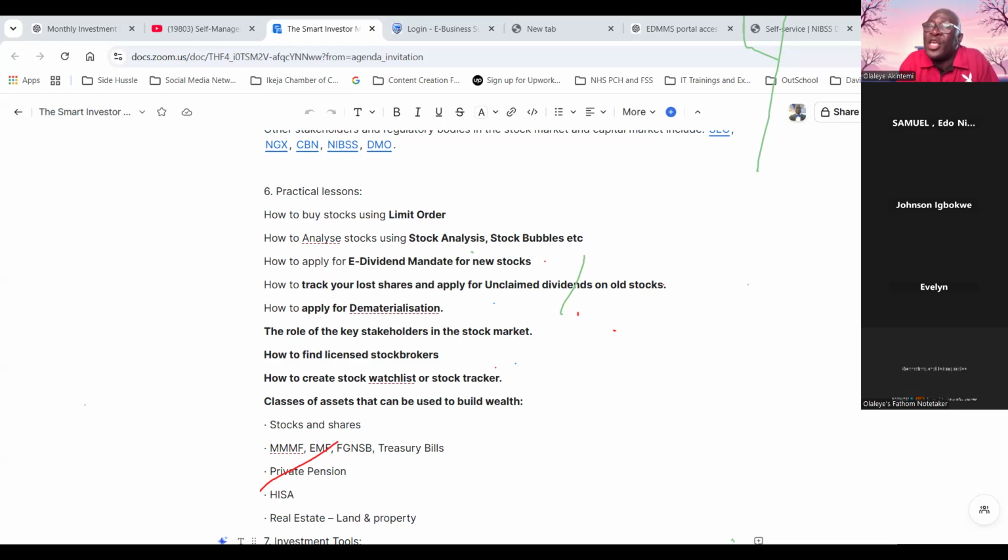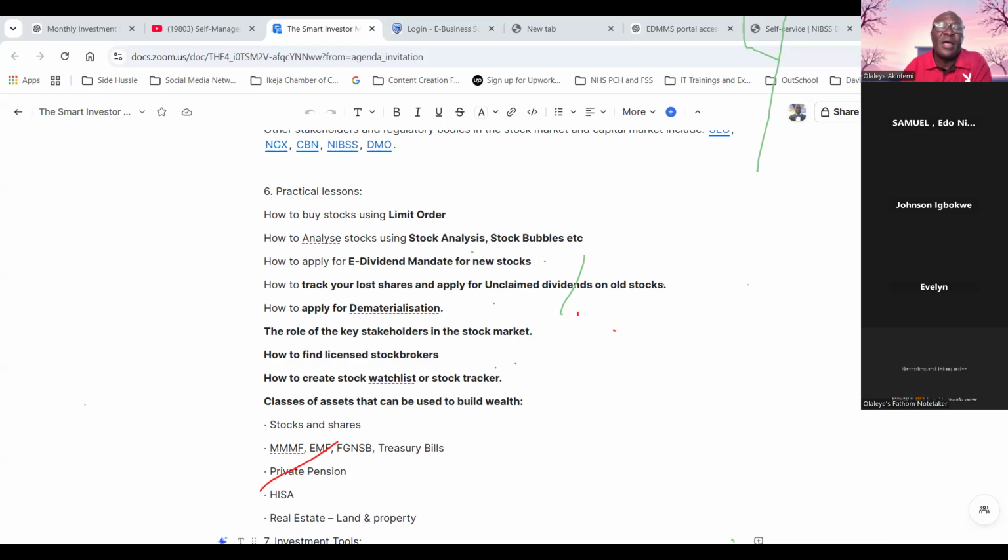But it may take you a little bit more effort to prove that you actually bought the stock and you have documents to back it up. So let's go into it, because if I just keep explaining, it will be a bit abstract. So let's go into it.